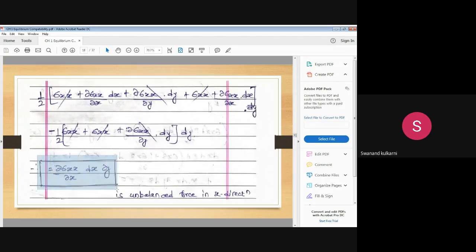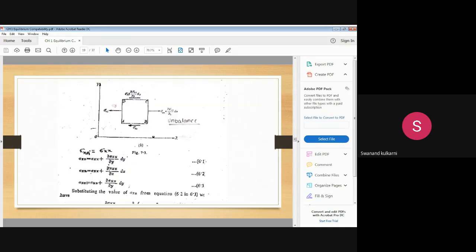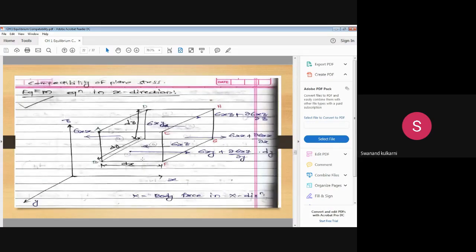So that is the unbalanced force in the x direction: dou sigma xx upon dou x dx dy. That is the unbalanced force. That concept we have proved, and that's why now we are taking into consideration sigma xx plus dou sigma xx upon dou x. Is it okay? हे लक्षात येतंय तुमच्या? हा surface sigma xx and dou sigma.